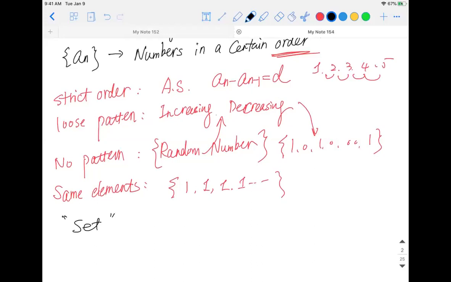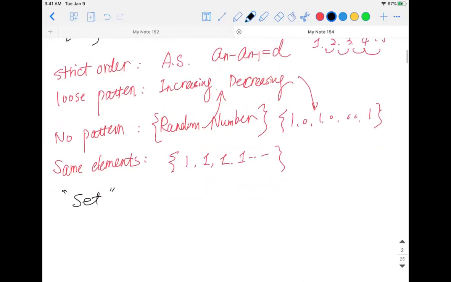Okay, I see some of the students are familiar with sets. So I'm just going to say something fairly quick. For a set, I also use a curly bracket, right? 1, 2, 3. So people might ask me, Alex, how can I differentiate a set from a sequence? This can be 1, 2, 3 as a sequence, and this can be 1, 2, 3 as a set.